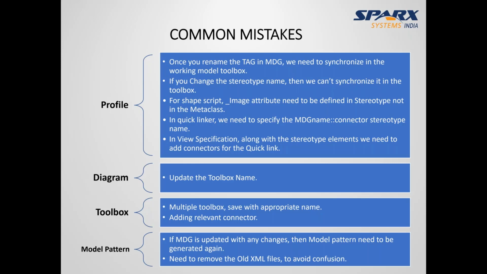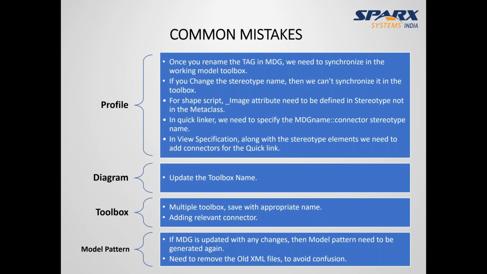In the profile, say for example, you have created an MDG, and after generating an MDG, you want to change the name of the tag value. What you need to do is you can change the tag value, but the next step that you have to do is you need to synchronize that into the working model toolbox. So in the toolbox, if you right click, say for example, for the business process, you have changed the tag values name. You need to go to the toolbox and right click on the business process, and you'll be seeing a synchronize option. Just click on it and synchronize it so that the tag values will be synchronized.